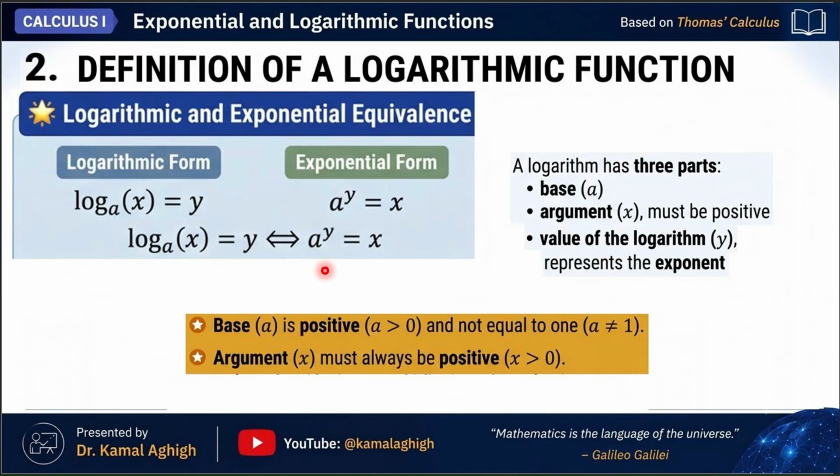Notice that a logarithm has 3 parts: the base, the argument, which must always be positive, and the value of the logarithm, which represents the exponent. Remember this important fact: a logarithm is not a multiplication, and it is not a fraction. It is simply another way of writing an exponential relationship.